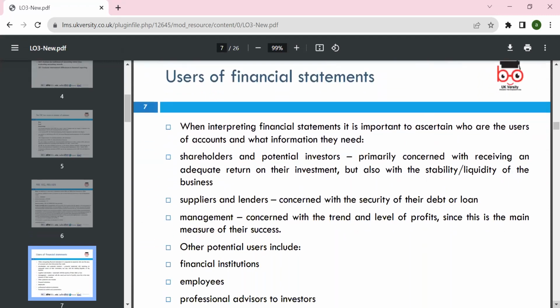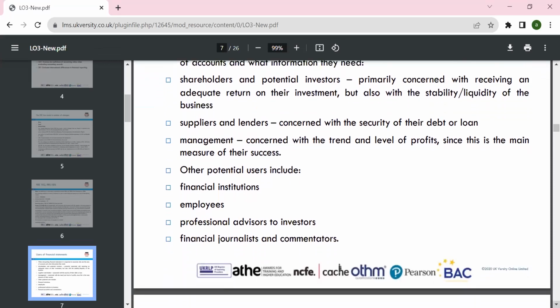Okay, users of financial statements. When interpreting the financial statements, it's important we look at who the user is and what information it contains. Shareholders and potential investors: of course, shareholders are looking at the dividend, the consistency, and whether the business will carry on as a going concern. The supplier and lender are concerned about the security of the debt, because they lend us money and want to get their money back. Management is concerned about the level of profit, so they look at whether the company is successful. That's why sometimes creative accounting comes in.